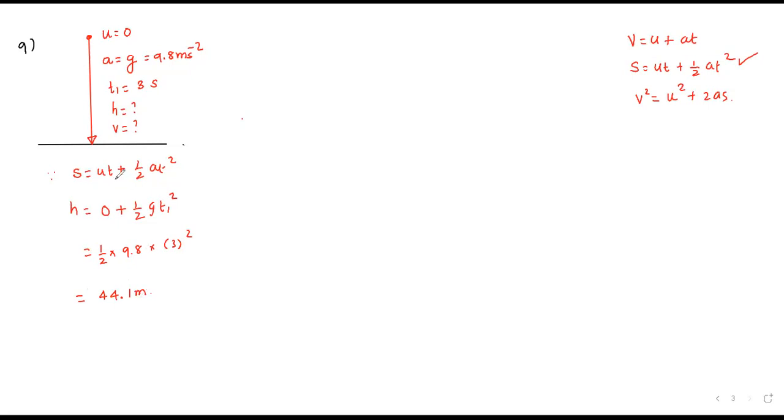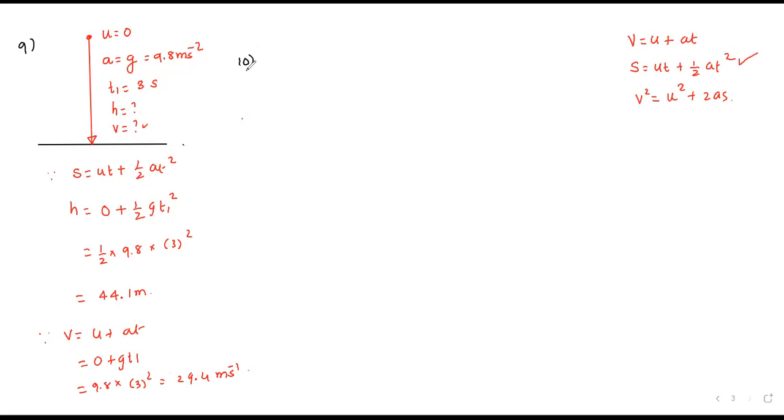Now what they want also, what is the velocity with which it reaches the ground? For that, since V is equal to U plus AT, this is 0 plus GT1. Substitute the value, 9.8 into 3. It comes out to be 29.4 meter per second. 29.4 meter per second. That is the 9.